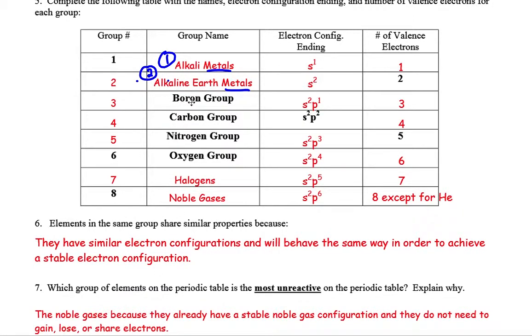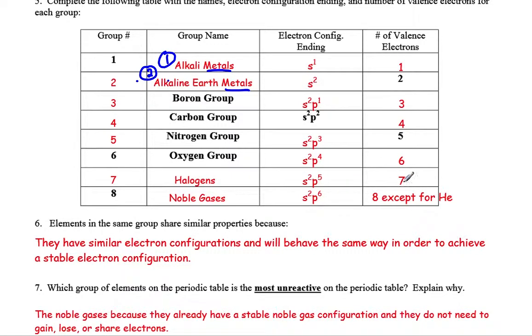Then we just name the groups based on the top element in each group. So boron group's got boron up there. Carbon group starts with carbon at the top. Nitrogen group starts with nitrogen, and so forth. The seventh group are called the halogens. This is where fluorine is. Fluorine, chlorine, bromine, iodine. These guys end with s2p5.